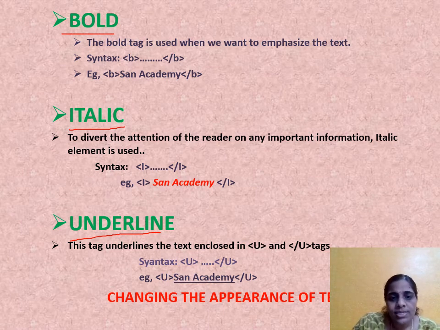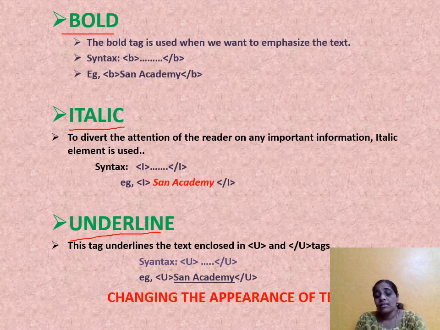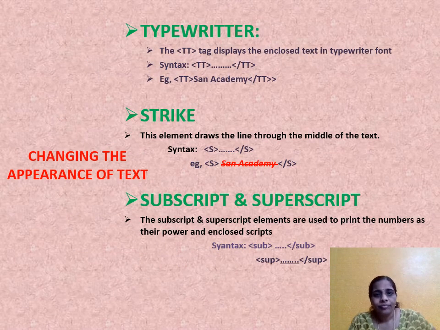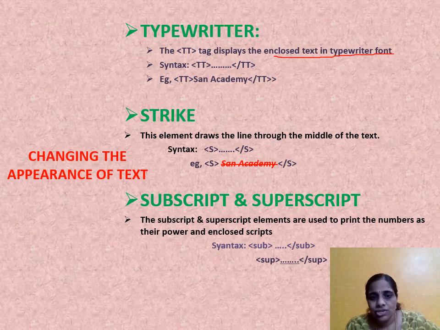Now see here, this is italics. I slash I, in between you can write whatever you want, and this will be displayed in italics. See here, underline: U slash U, this is underlined. Then the typewriter tag always displays the enclosed text in typewriter format. Strike: if you want to write something and strike through it, then you have to use S and slash S.